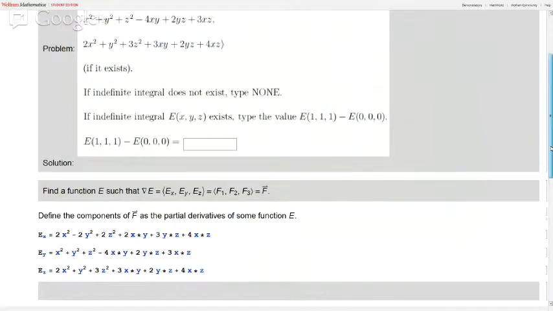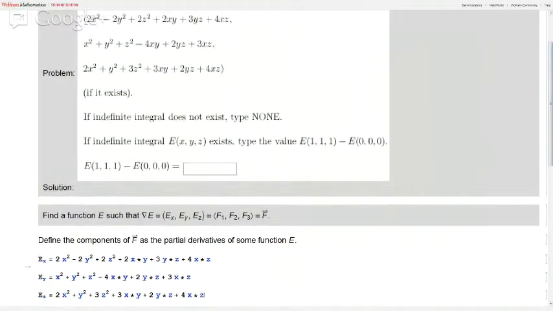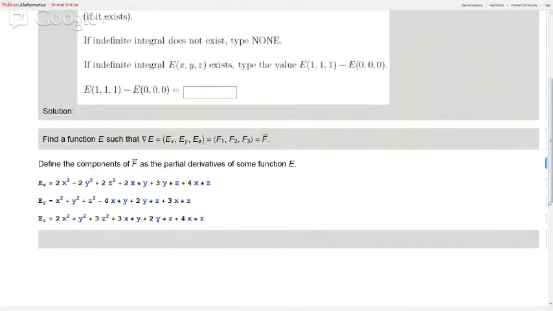And let me make sure I typed all those out correctly. 2x squared minus 2y squared plus 2z squared plus 2xy plus 3yz plus 4xz. X squared plus y squared plus z squared minus 4xy plus 2yz plus 3xz. 2x squared plus y squared plus 3z squared plus 3xy plus 2yz plus 4xz. Alright. And I will evaluate all these.